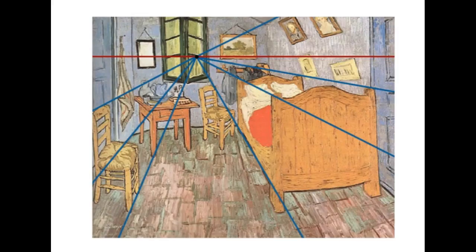This is a painting by Vincent van Gogh, and his vanishing point is right out here, out the window of his bedroom.